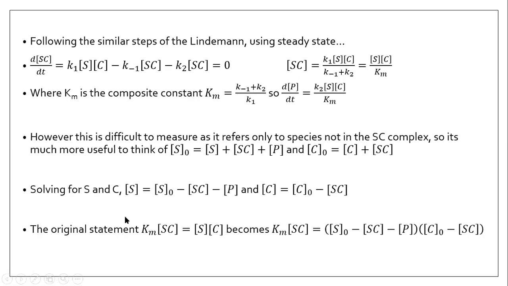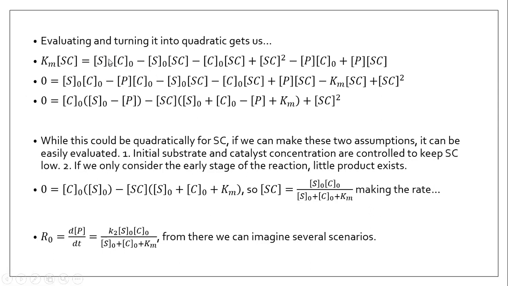Once again, we know a term for substrate catalyst, the original statement, Km equals S times C over SC. You can plug that in and get Km times SC equals S times C. So this term S right here and this term C, if you multiply them together, we get S0 minus SC minus P times C0 minus SC. Now, evaluating that, turn that into a quadratic, it's ugly: S0 C0 minus S0 SC minus C0 SC plus SC squared minus P C0 plus P SC.